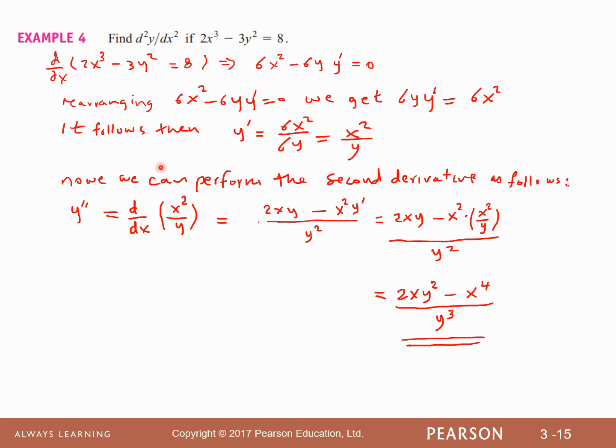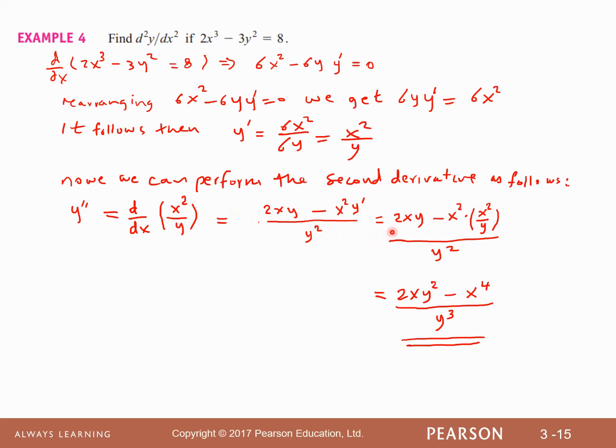Now we can perform the second derivative as follows. y double prime is equal to d by dx of y prime. But this is y prime, which is x squared divided by y. For this derivative, we use the quotient rule. So from the quotient rule, we will get 2xy minus x squared y prime divided by y squared.